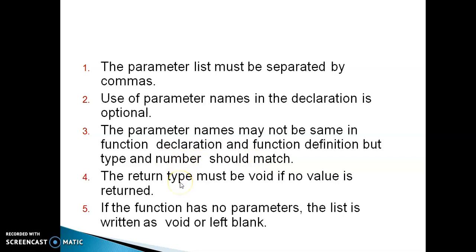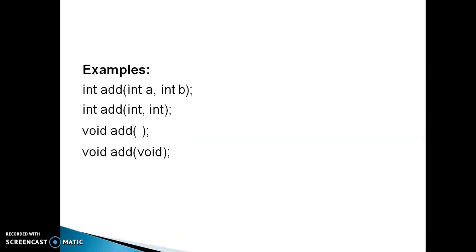The return type must be void if no value is returned by the function. If the function has no parameters, then the list is written as void, or otherwise we can leave it blank. Examples: how do we declare a function? It is known as a function return type, function name, and this int a, int b are the parameters, and it is ended with a semicolon.